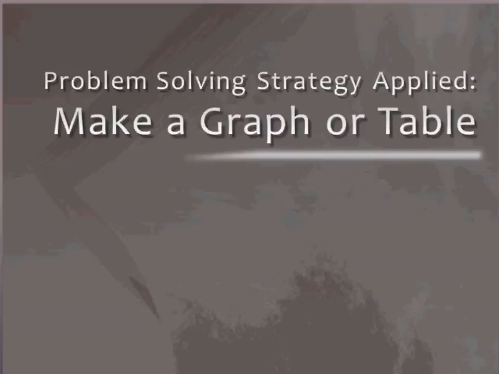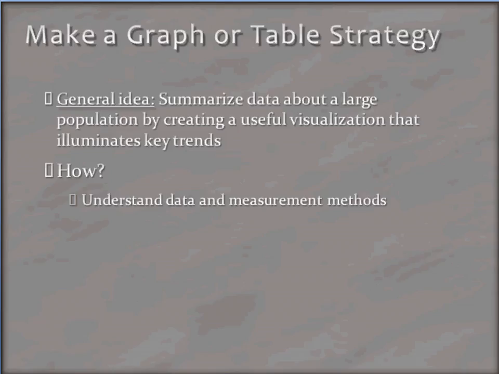We'll now take some time to look at making a graph or table in order to solve problems. Recall that the make a graph or table strategy has a general idea of summarizing data about a large population by creating a useful visualization that illuminates key trends. How do we do this?